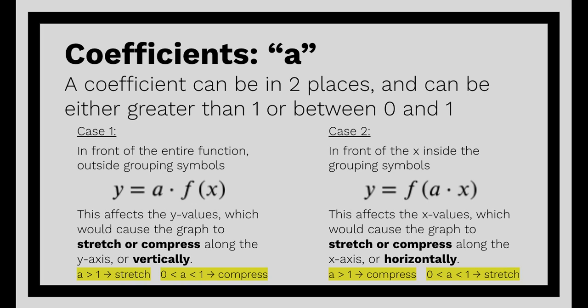Case 2 we don't deal with as often, but that is when the a is in front of the x inside of the grouping symbols. That's affecting just the x values, which would cause the graph to stretch or compress along the x-axis, which is the horizontal axis. So that stretches or compresses horizontally. On the size of the a in this one, it is opposite the size of the a for a vertical stretch or compression. If my a value is greater than 1, I'm going to compress. If my a is between 0 and 1 or some type of fraction, then I'm going to stretch.